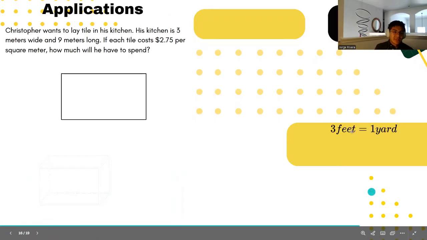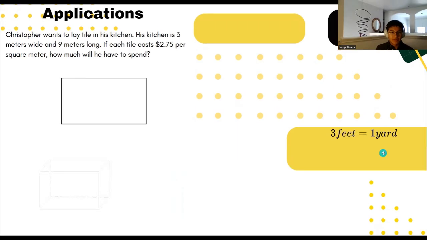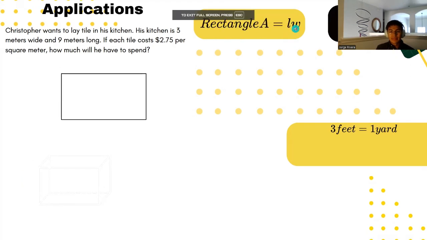Application. Christopher wants to lay tile in his kitchen. His kitchen is 3 meters wide and 9 meters long. If each tile costs $2.75 per square meter, how much will he have to spend? The area of a rectangle is length times width. And we know that the amount it costs to tile the floor is $2.75 per 1 square meter.